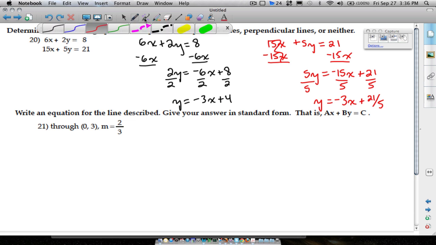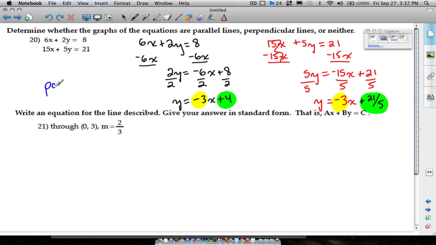But what you should notice now, the slope of this line is negative 3, the slope of that line is negative 3. So these lines are probably parallel. But remember, two things have to apply for two lines to be parallel. They got to have the same slope, but their y-intercepts need to be different. And these two y-intercepts are different because 21 divided by 5 is not 4. So yes, these lines are parallel.